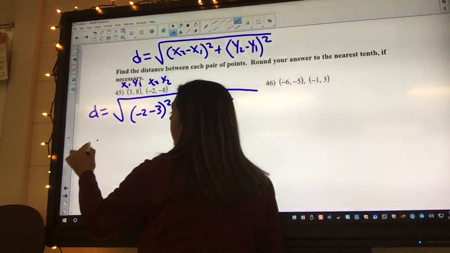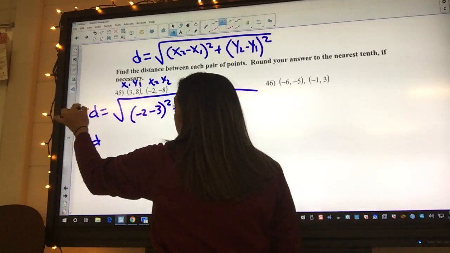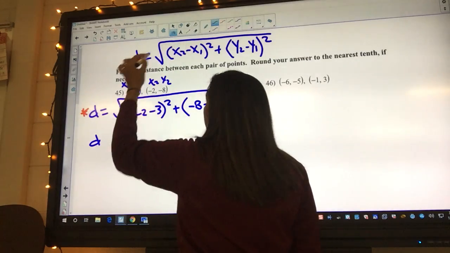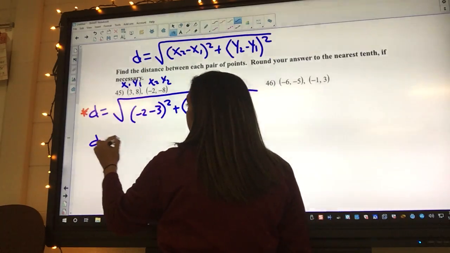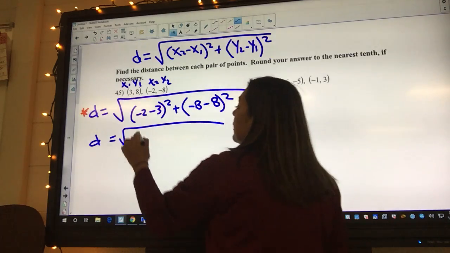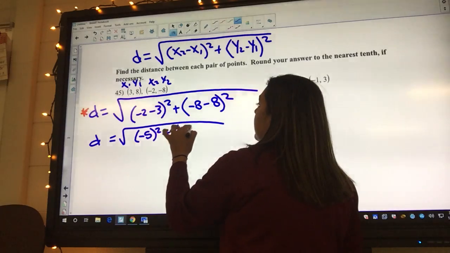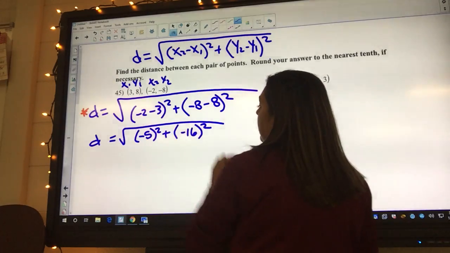This one I'm doing the longer way. Right here is when you can type this in on your calculator, and I'll show you where it's going to get you to. But, so we got -2 minus 3 is going to be -5 squared plus -16 squared.